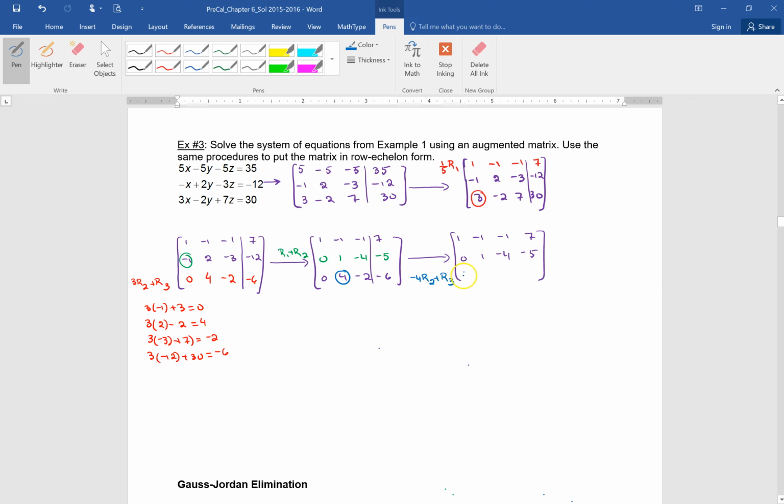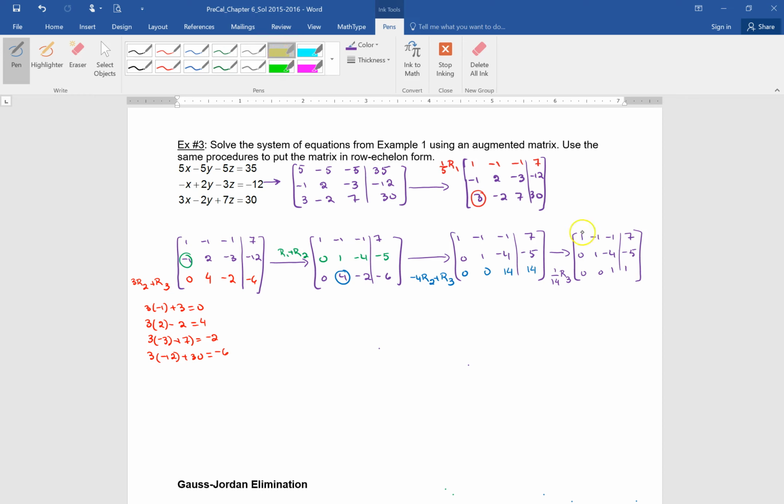So 0 plus 0 is 0. Negative 4 plus 1, negative 4 plus 4 is 0. 16 minus 2 is 14. 20 minus 6 is 14. Look at that. Now what can I do? First row is fine. Second row is fine. What's the deal with the third row? I have to divide by 14. 1 over 14, row 3, 0, 0, 1, 1. Now I'm done.